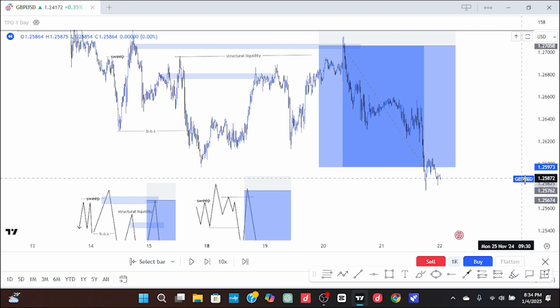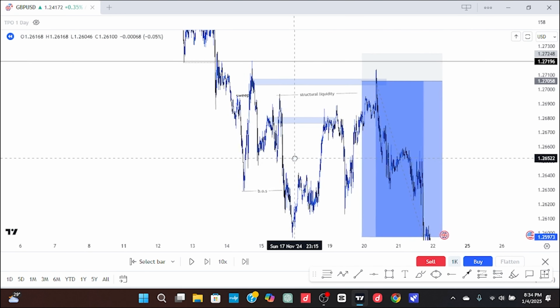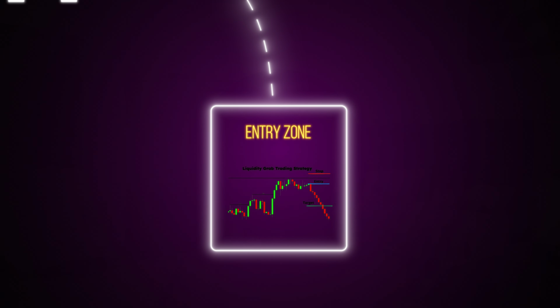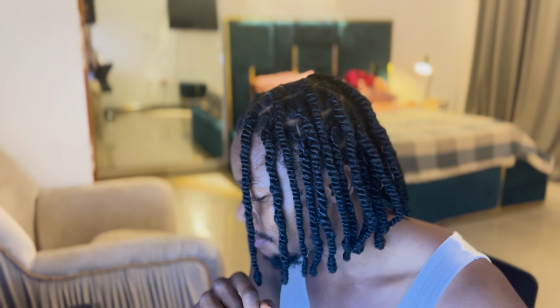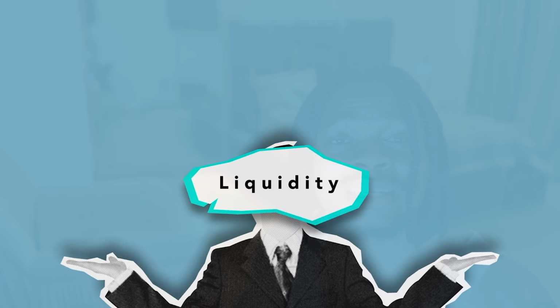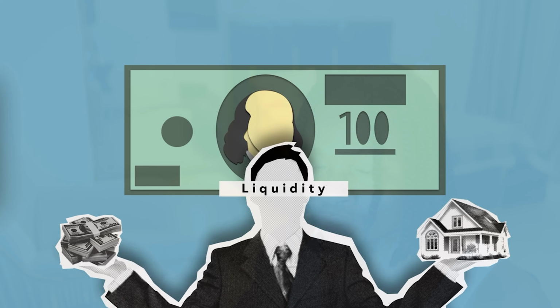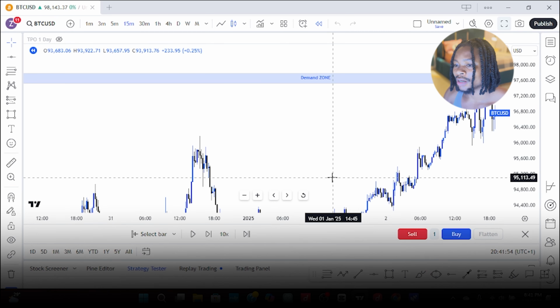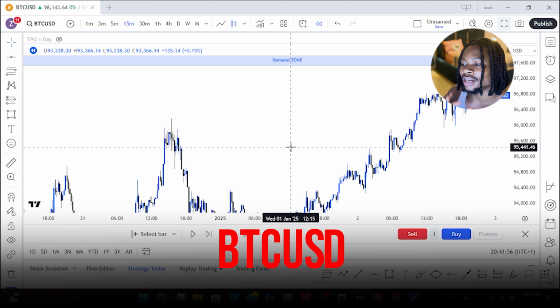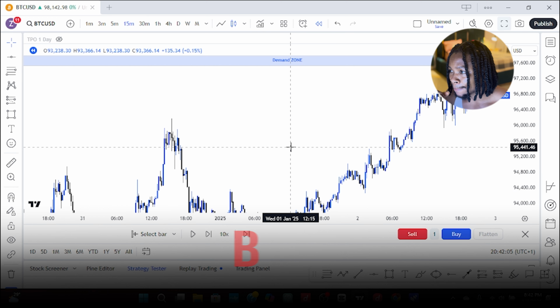Okay, so now let's talk about my favorite, which is the entry zone or demand zone liquidity. This one is my favorite. So according to what I wrote here in my note, entry zone liquidity is the manipulation of the demand zone liquidity. So let's see what I'm trying to say right here on the chart. Now, this is BTCUSD. I like using this strategy on BTC. It works on GBPUSD, as well as some other pairs, but I noticed it's more effective on BTC.